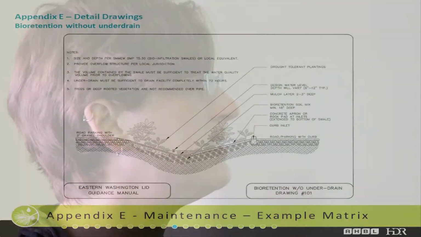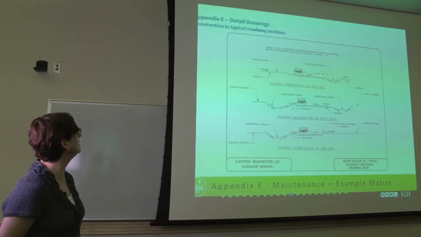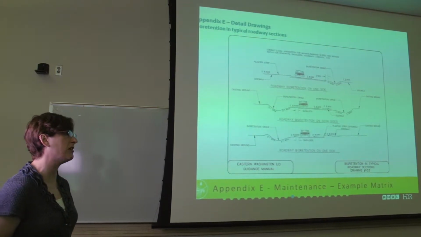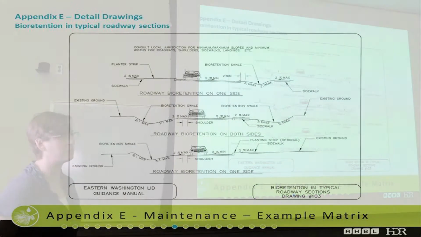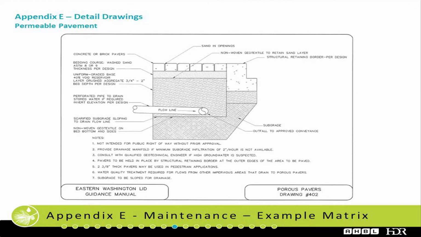So to give you a sneak peek of some of the information in these appendices, this is from Appendix E, the detailed drawings. This one is bioretention without an underdrain. Another example that's provided in the manual, bioretention in a typical roadway section, to show you how you can accommodate the whole right-of-way cross section and integrate LID BMP while still meeting your transportation requirements. Permeable pavement, we provide a detail that can be adopted by jurisdictions or used by designers as appropriate.